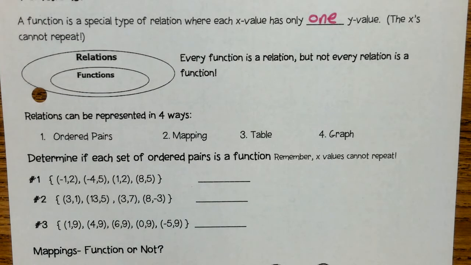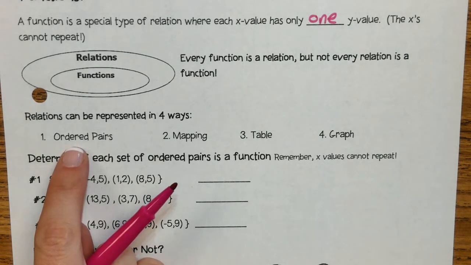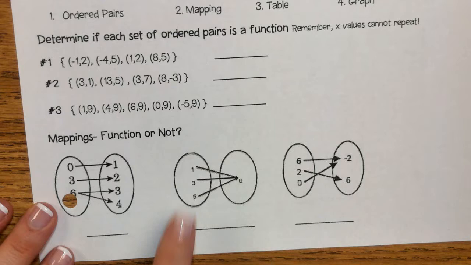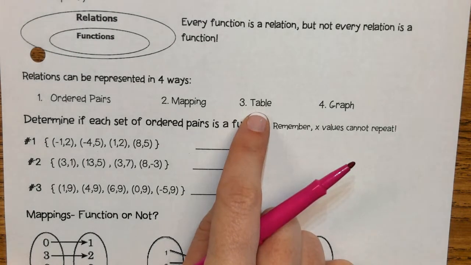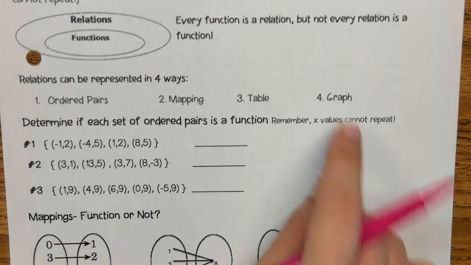We can represent relations in 4 different ways. We can have a set of ordered pairs, so just a list. A mapping, which is what's shown down here, and we'll explain those. A table, like the x and y value table that you probably saw last year, and a graph, which is what you saw in your warm-up.